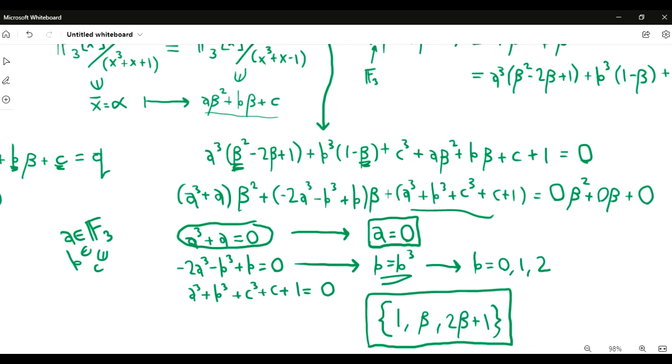Okay, so these are the solutions of the equation. And I think I'll wrap this video up here. And then in the last video, I will explain what the isomorphisms are.